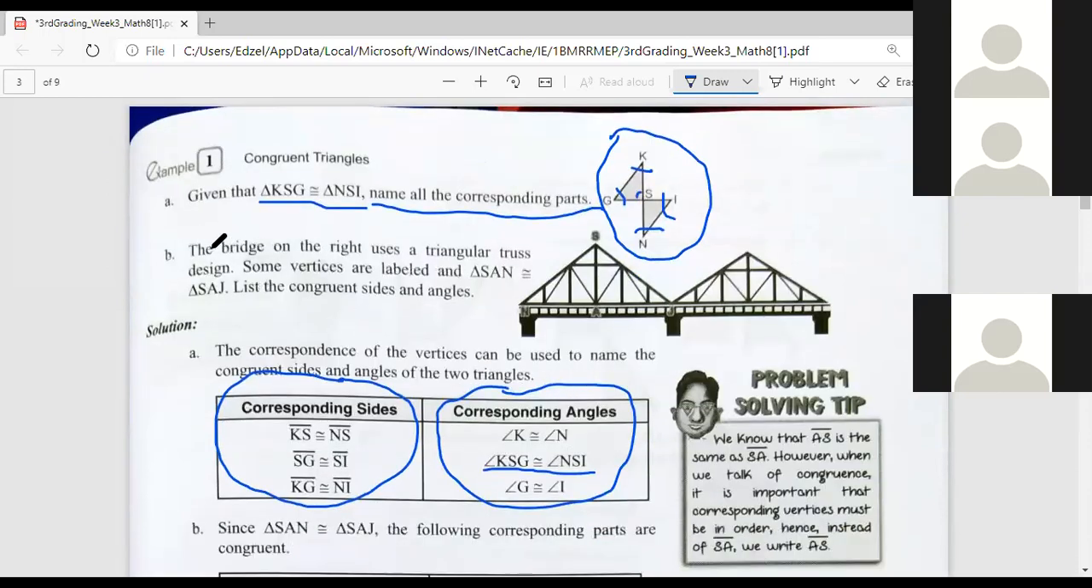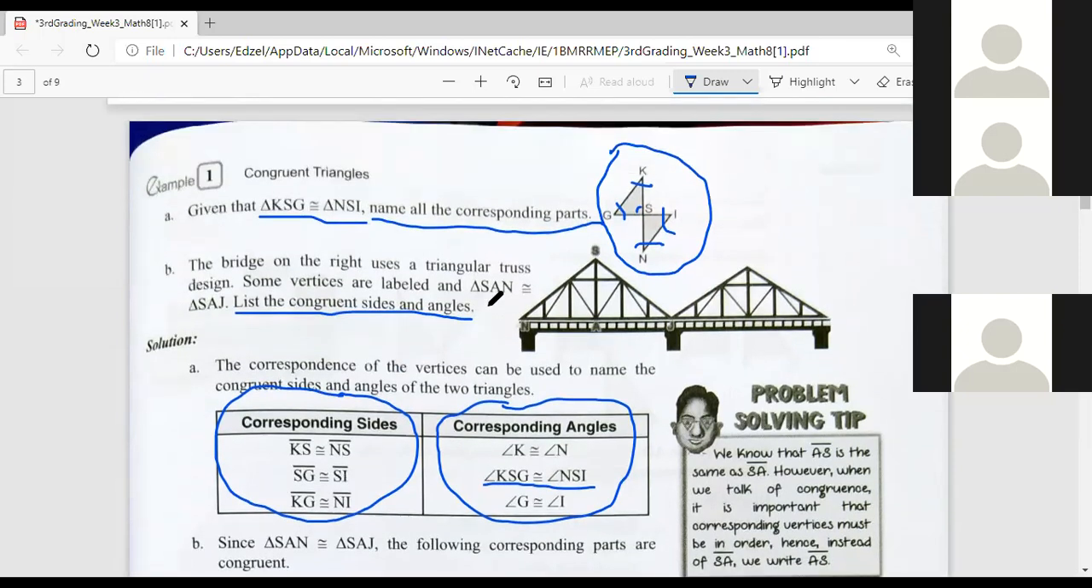And letter B, the example here is the bridge, which also has congruent triangles as you can see. The bridge on the right uses a triangular truss design. Some vertices are labeled: SAN is congruent to SAJ. So list all the congruent sides and congruent angles.